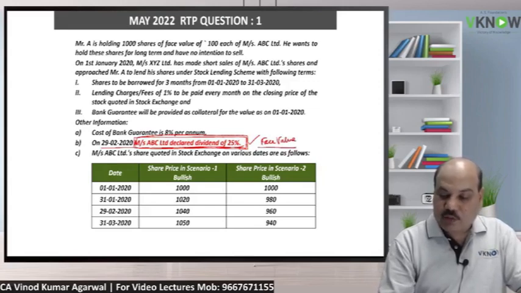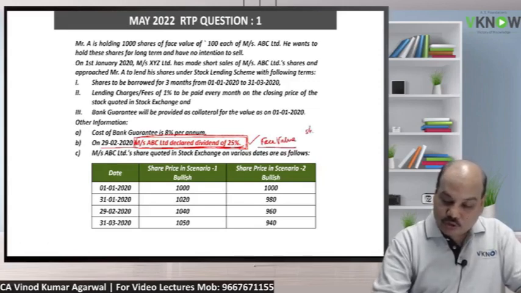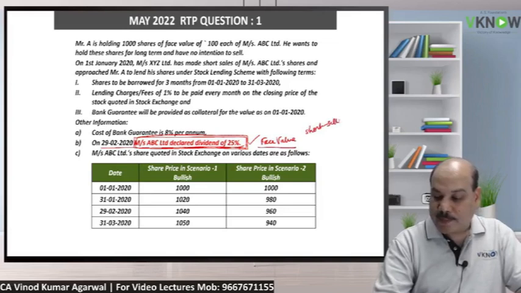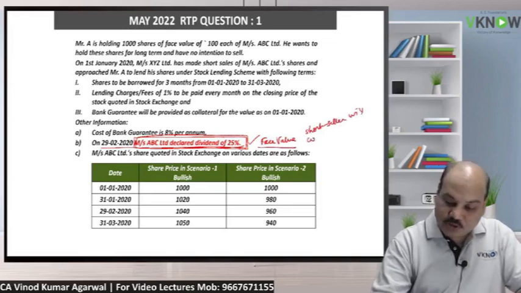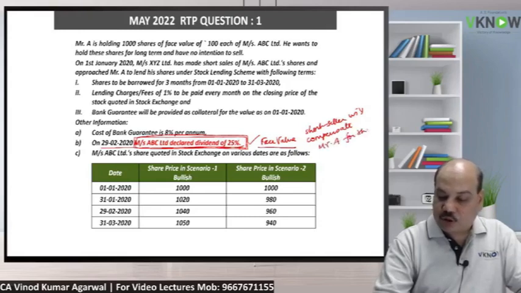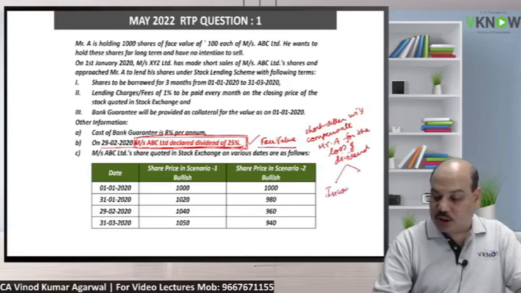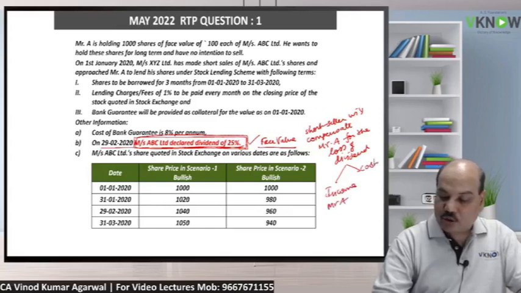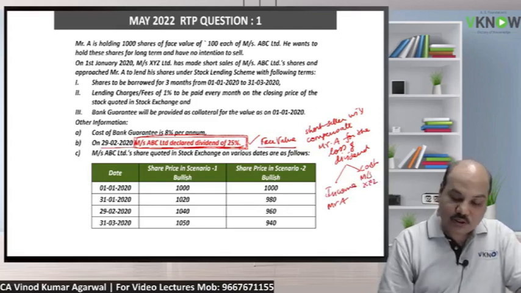So what is the relevance of this? The short seller will compensate Mr. A for the loss of dividend. So this will be income for Mr. A and it will be cost to short seller Messrs XYZ.